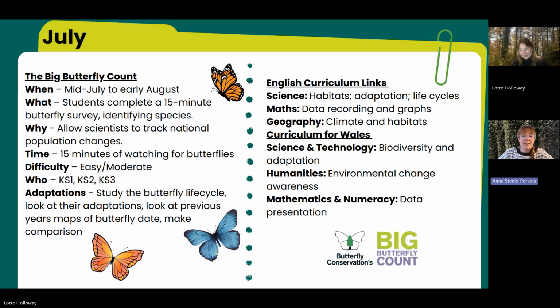But also there's other activities that can be done, including studying the butterfly life cycle. I know life cycles are part of the curriculum. You can look at adaptations of the butterfly and why it might be that way. And also, this is again data, the Big Butterfly Count provides historic data. So you can look at the previous years' maps of butterflies and see where they are, their numbers, and make some comparisons between different areas and different times. So yeah, that's July. Brill.